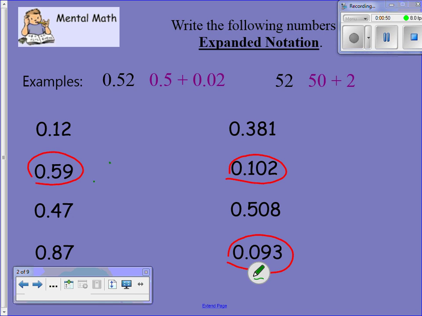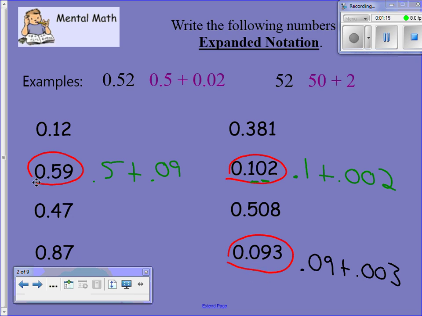Right here, we have 0.5 plus 0.09. Over here, we have 0.1 plus 0.002. As you can see, I have two zeros here, 002. Down here at the bottom, hopefully you can see these colors. I'm sorry, kids. We have 0.09 plus 0.003. All right, on to today's lesson.